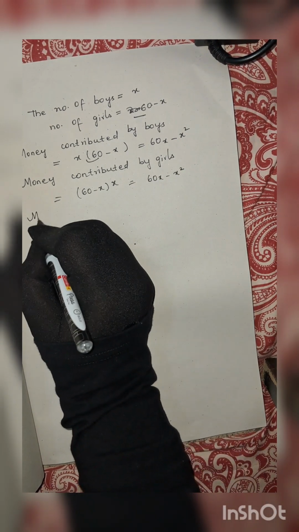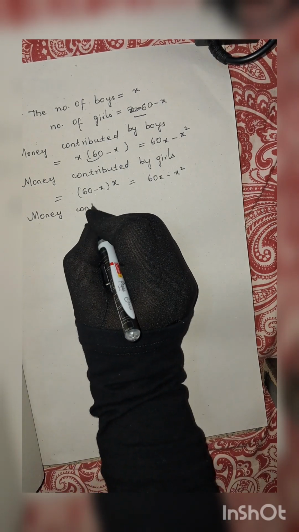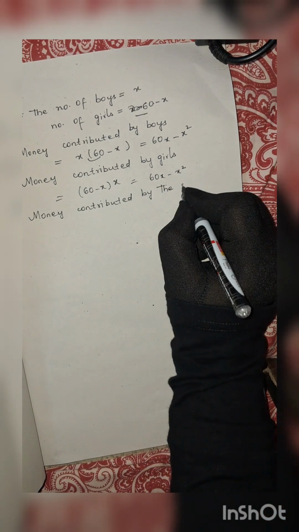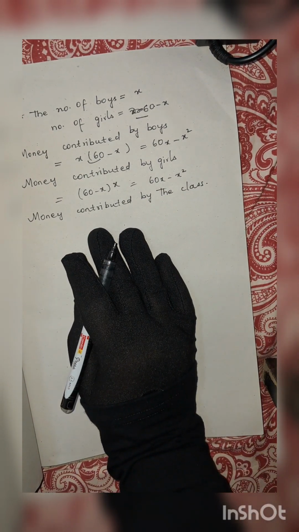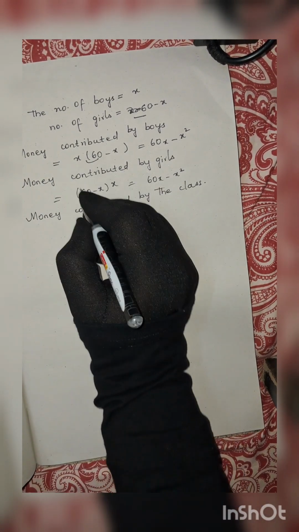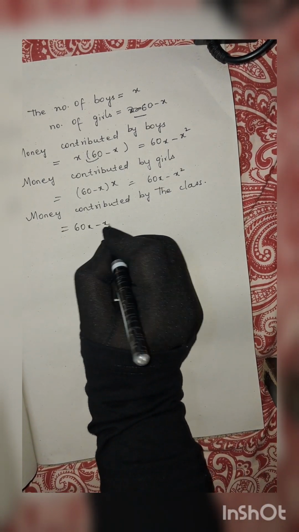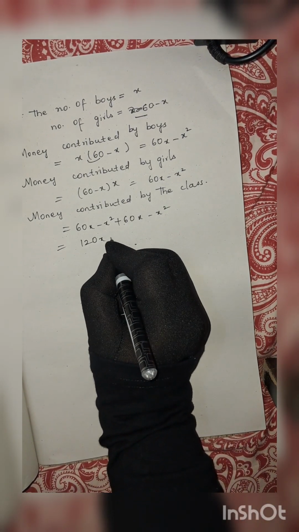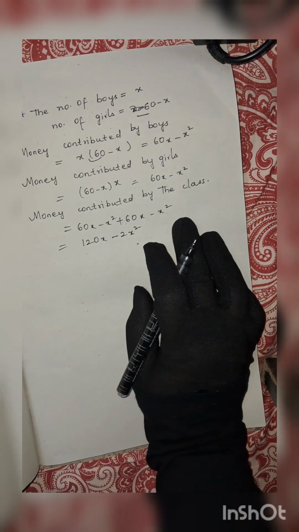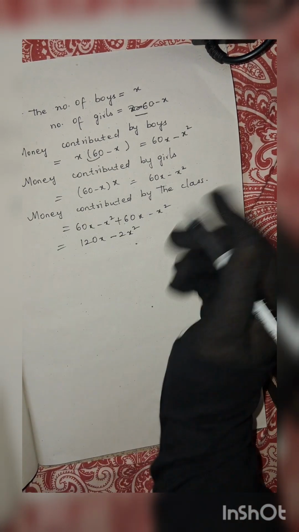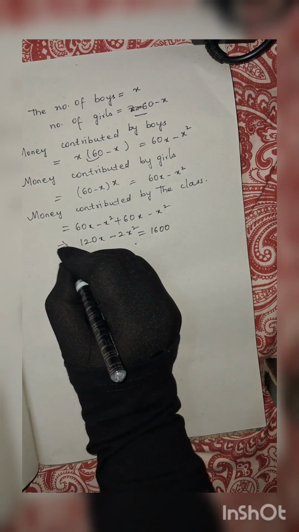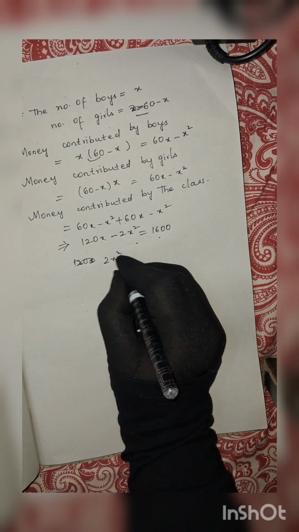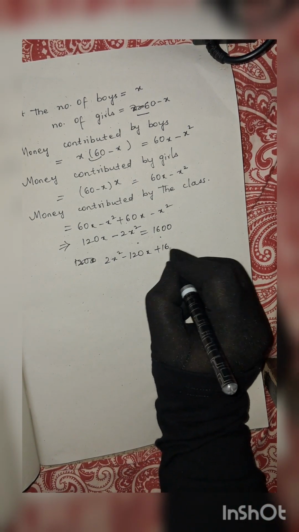So how much money did the class contribute in total, boys and girls? This will be 60x minus x square plus 60x minus x square, which is 120x minus 2x square. In the question they said that the total money contributed by the boys and girls is equal to 1600. That's why I'm writing 1600. Sending all this to that side, it will be 2x square minus 120x plus 1600 is equal to 0.